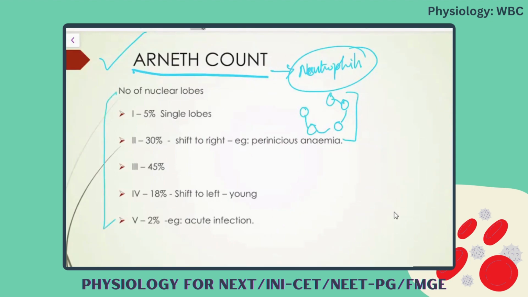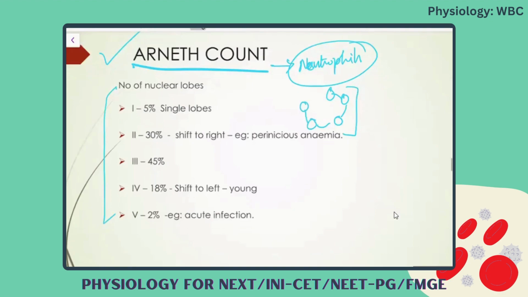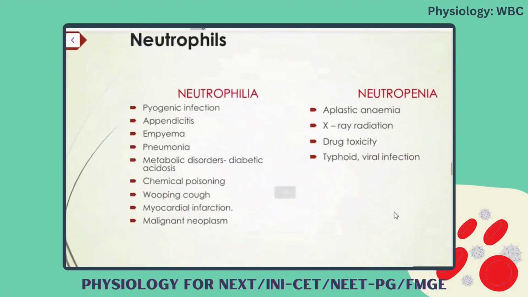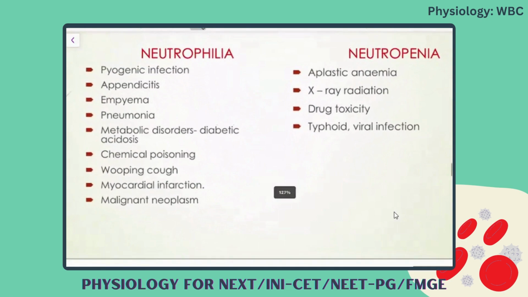So all these divisions, no need for your level. Okay, clear? And the variations. When there is increase of neutrophils, you call it as neutrophilia, mainly in case of pyogenic infections. And in case of appendicitis, it is an inflammatory condition because of accumulation of infection in the appendix. And then in case of empyema, pneumonia, all the infectious cases, you will have increase of neutrophilic count.